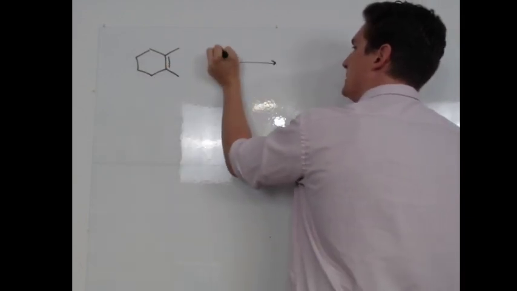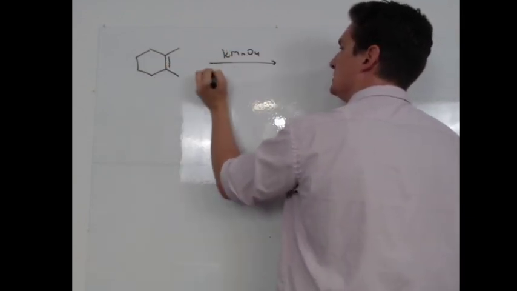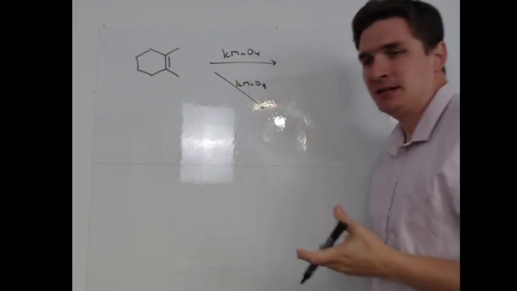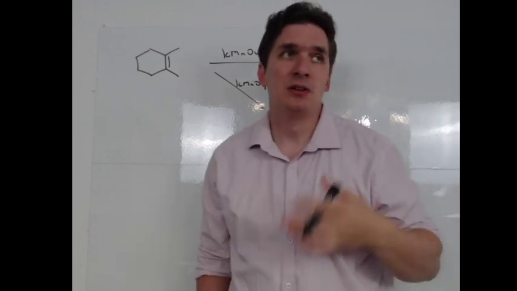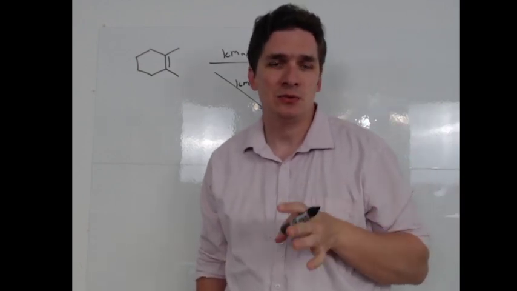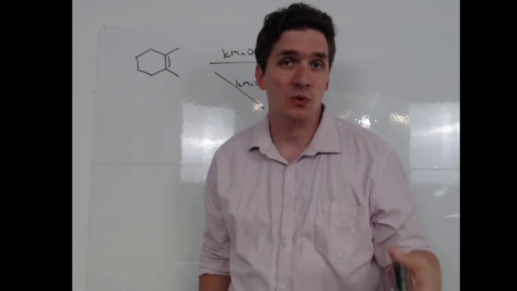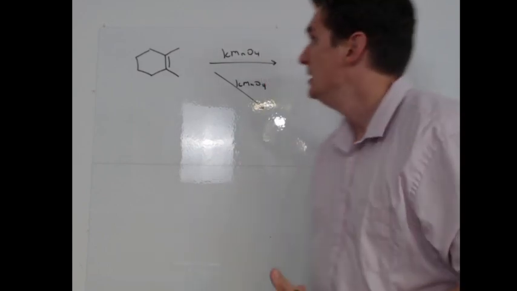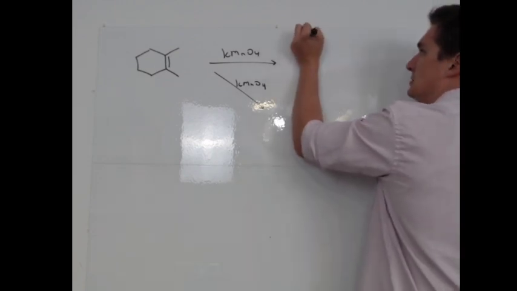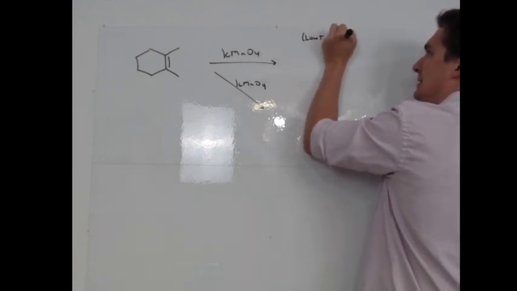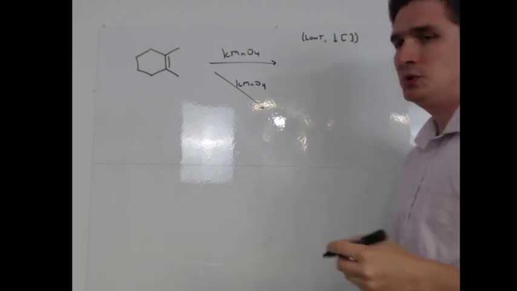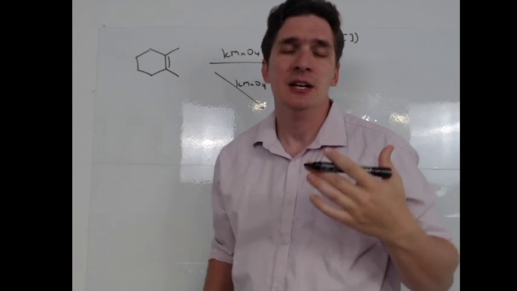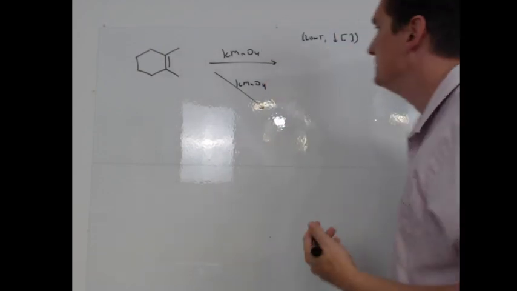We're going to react it with potassium permanganate. Now, potassium permanganate is what's called a strong oxidizing agent. So basically what we're going to do is take carbon and attach it to something more electronegative than it is. In this case, it's going to be oxygen. So at low temperature and low concentration, we drive the formation of vicinal diols. Specifically, it's going to be a syn addition.